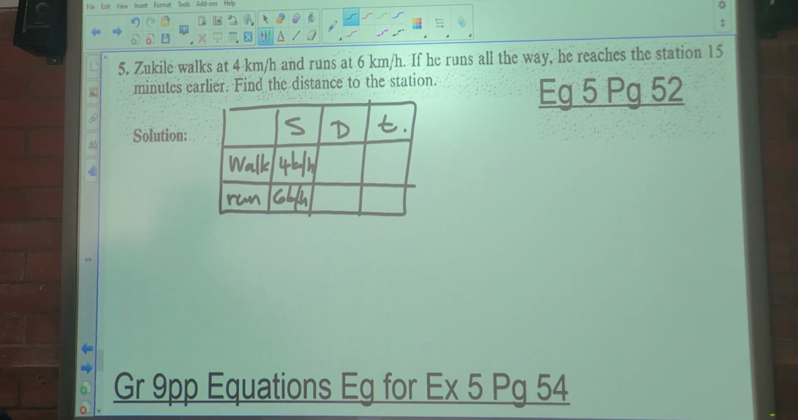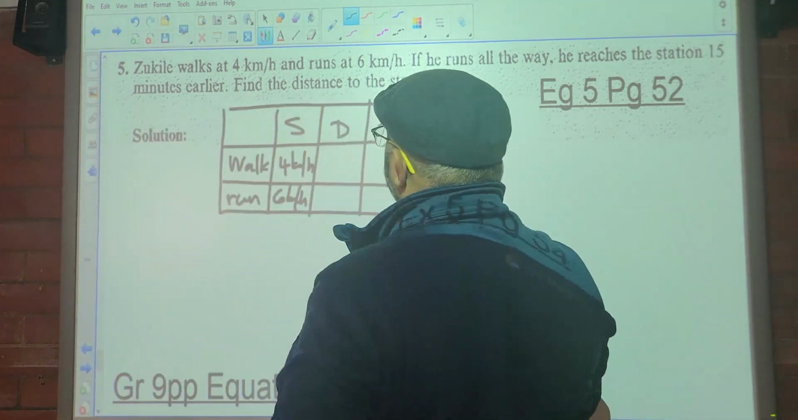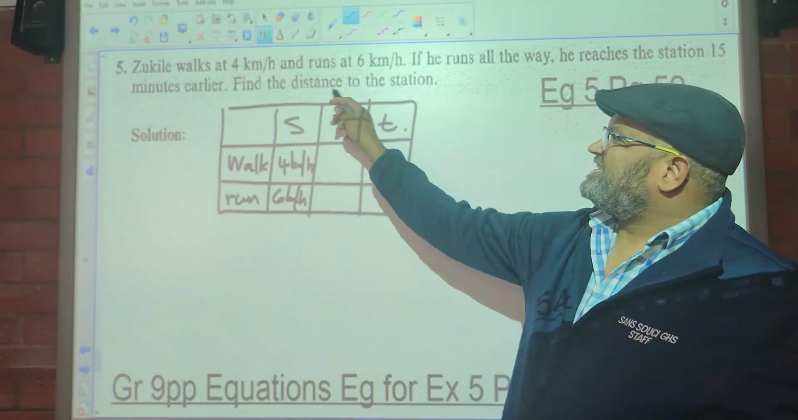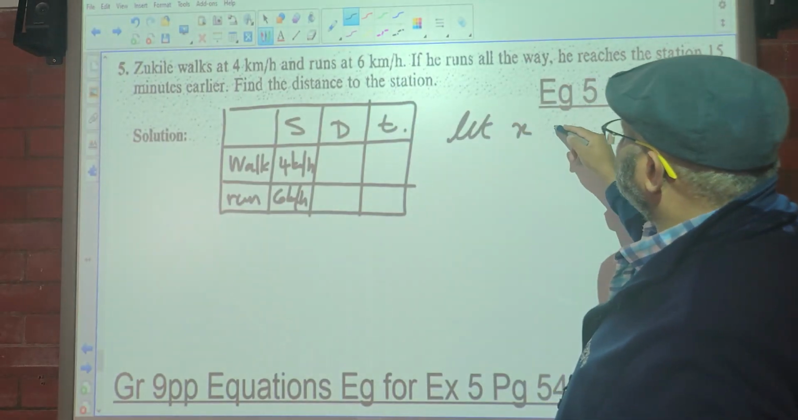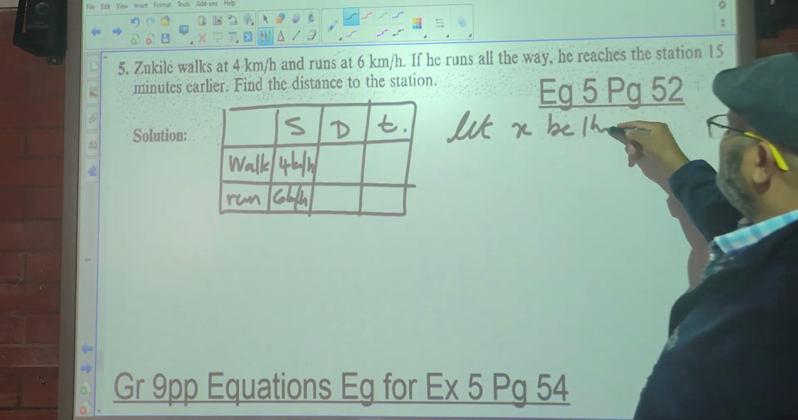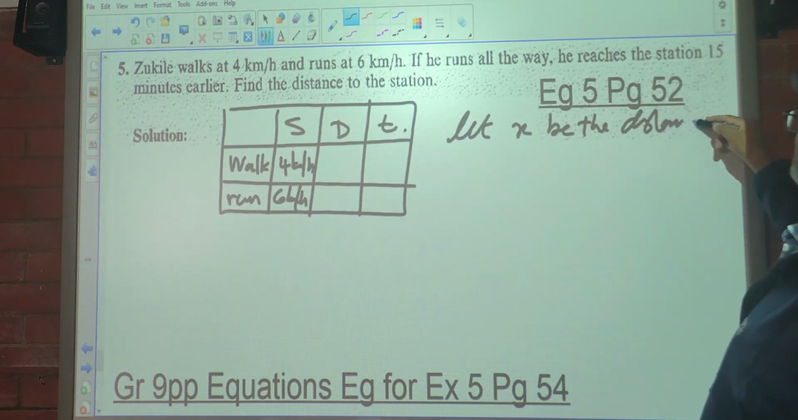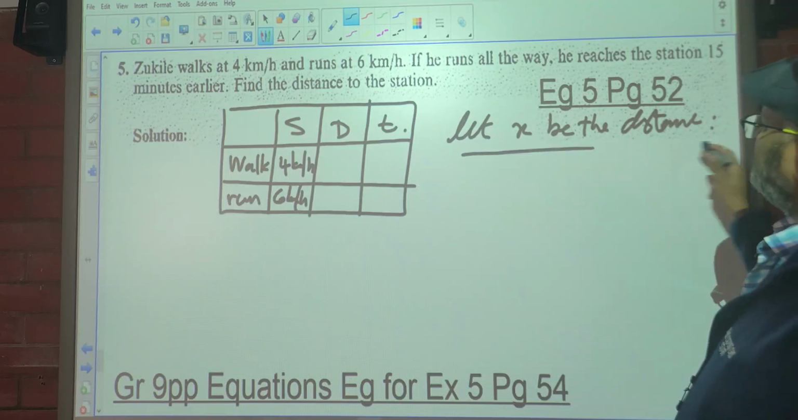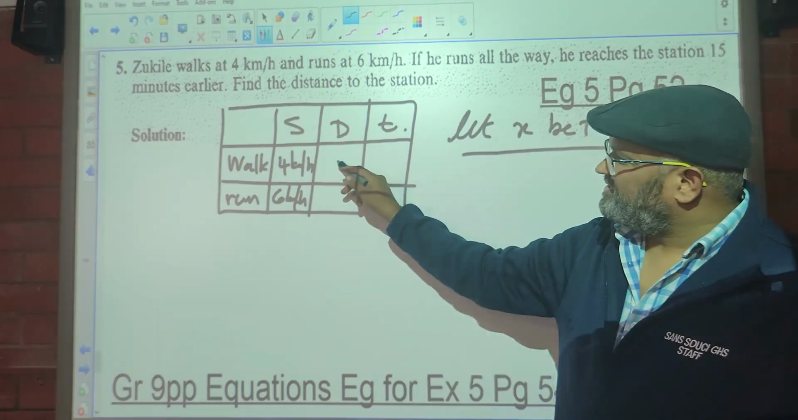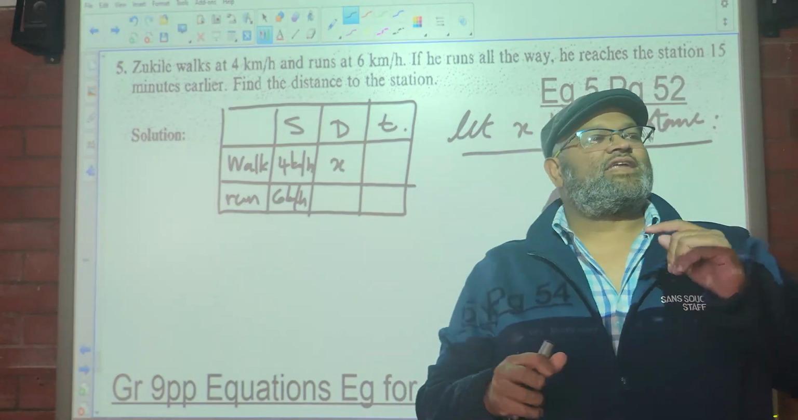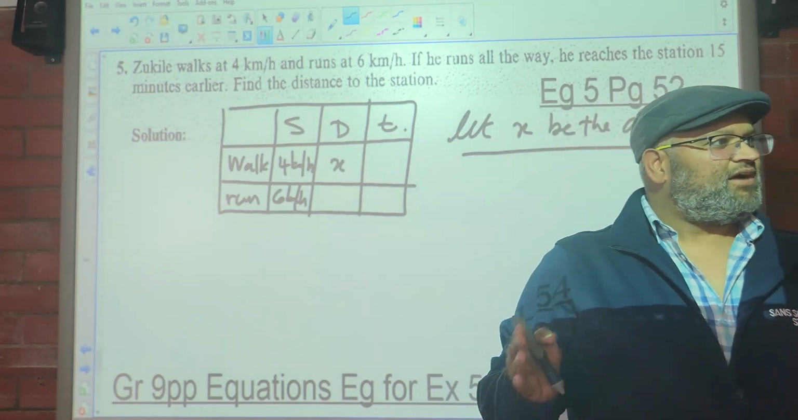Okay, so what do you think we're going to let be x here? The question says find the distance to the station. So what do I say? Let x be the distance to the station. Let x be the distance. So what's going to go here? X. So if he walks to the station, he's covering x kilometers.